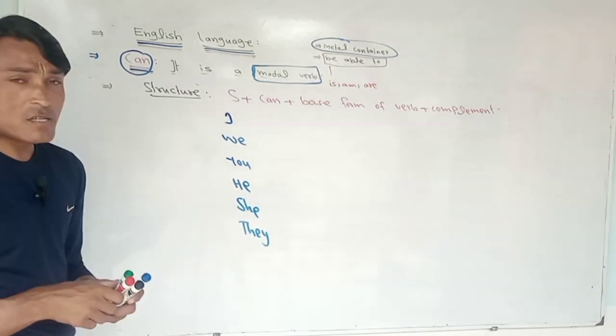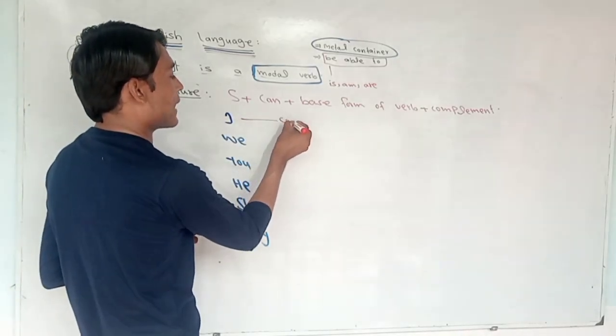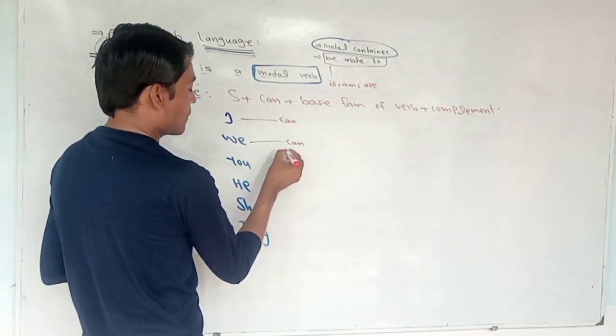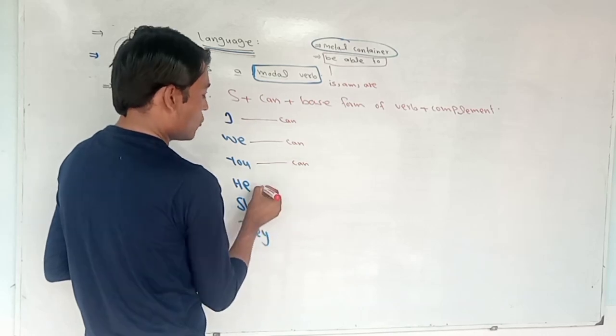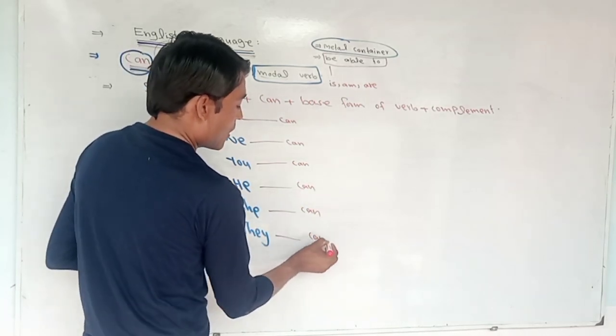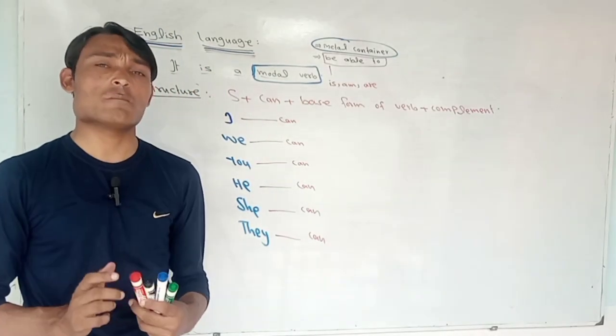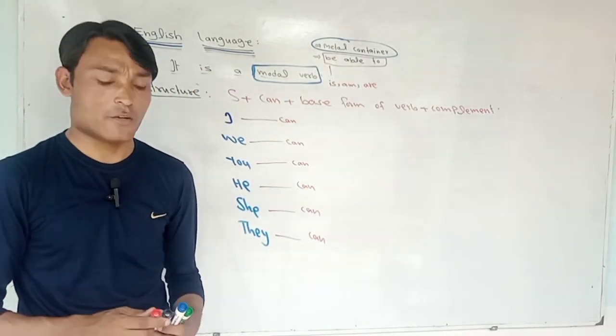As we know, these are all followed by can. For example, you can say I can, we can, you can, he can, she can, they can. And then you need to choose a base form of verb. Base form of verb we simply call first form of verb. We can also call it dictionary form of verb.